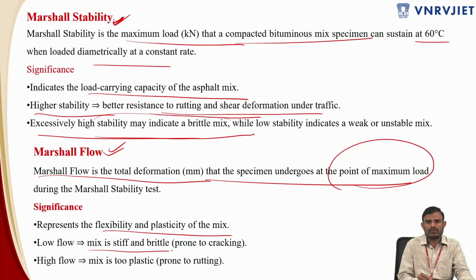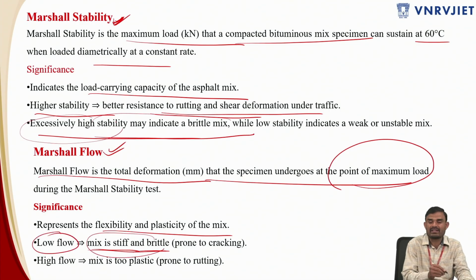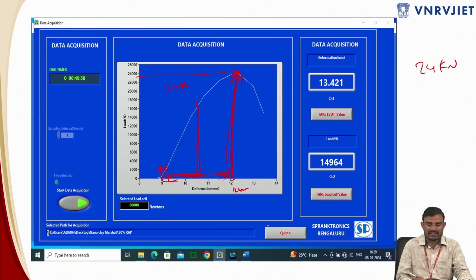Here, low flow represents the mix is stiff. When the mix is stiff and you are applying the load, there is no amount of deformation that is going to happen in the sample. So that is nothing but the mix is stiff and brittle, then you are going to have low flow. And when the mix is stiff, you are going to have excessively high stability. And high flow is nothing but the mix is too plastic. So we are not going to encourage high flow either. It means the mix is very soft. Okay, that is not considered.